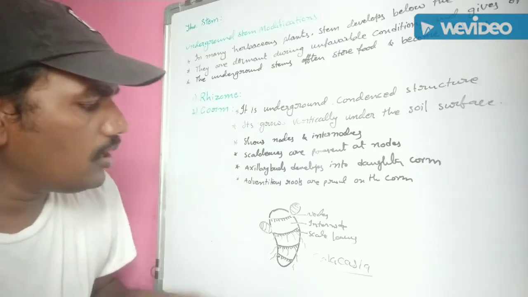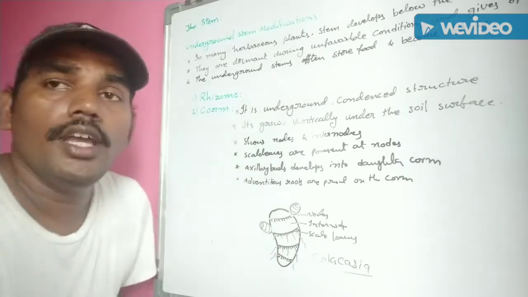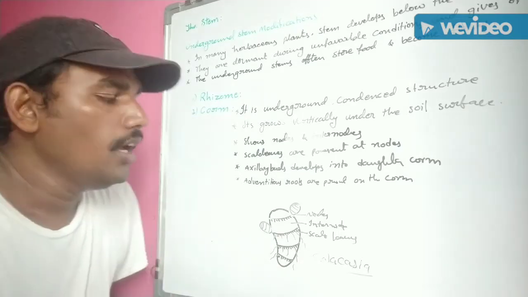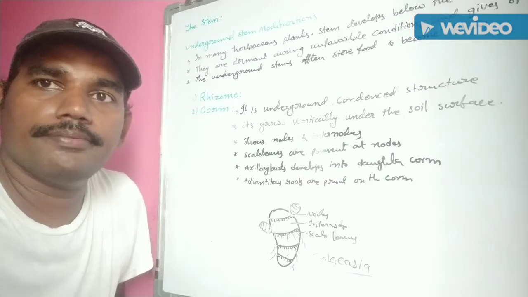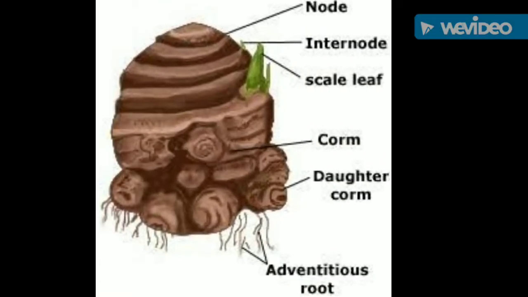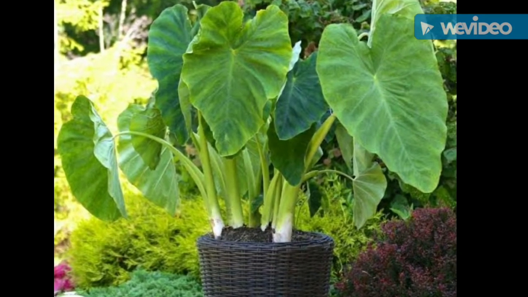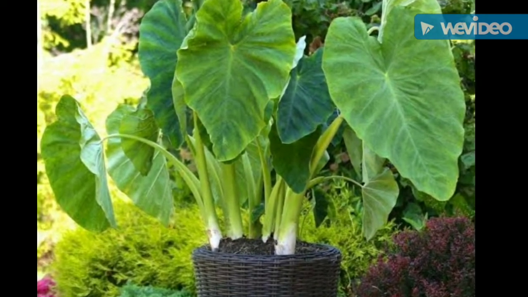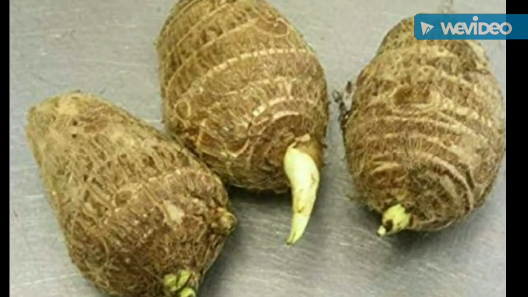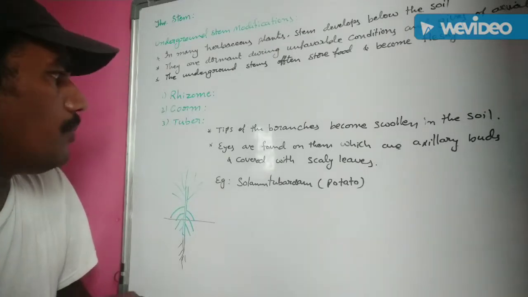Understand? Next one, the stem is distinguished into nodes and internodes. It is a specific character that differentiates it from the root. Okay, example: colocasia. Modification is tuber, stem tuber.